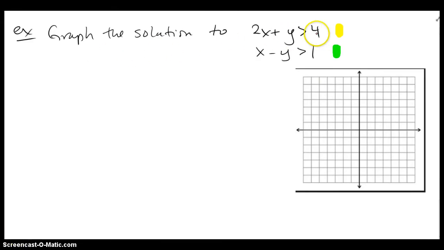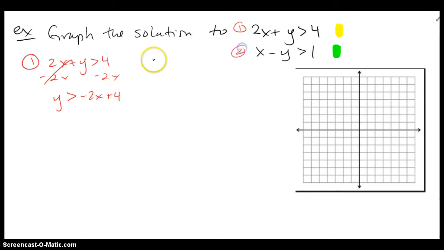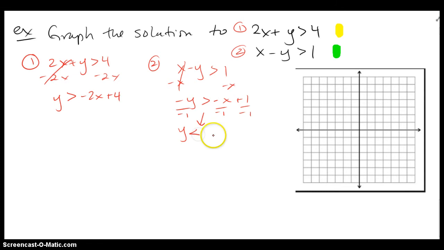Again, graph the solution to the system. So I have two equations, both of which I have to isolate the y value for, or the y variable, and I get y is greater than negative 2x plus 4. That's the first equation. Let's go do the same for the second, and the second one is important actually, because in the process, pay attention, we're going to divide by a negative 1, and remember what happens when you divide by a negative 1, the inequality actually flips.